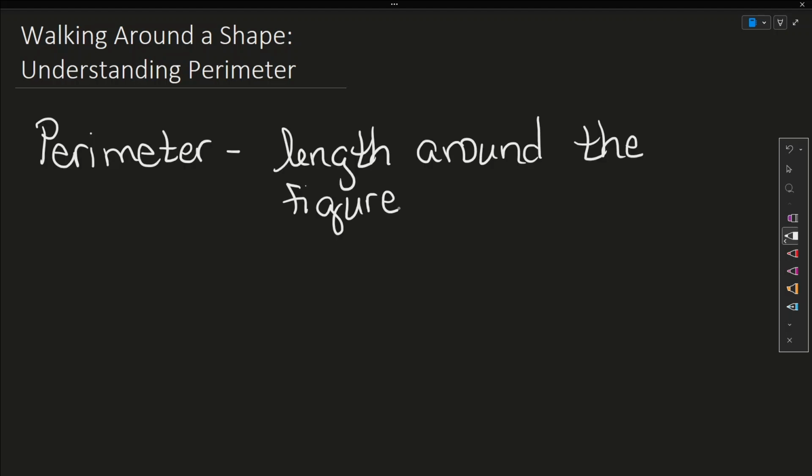Perimeter is the length around the figure. That is the big idea. If you want to know perimeter, you are asking, how far is it all the way around?